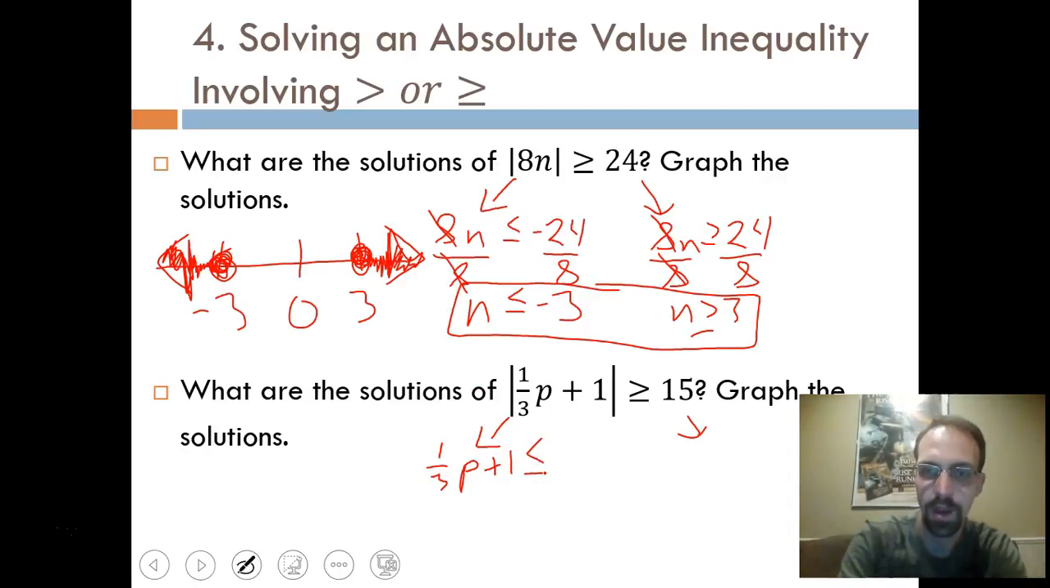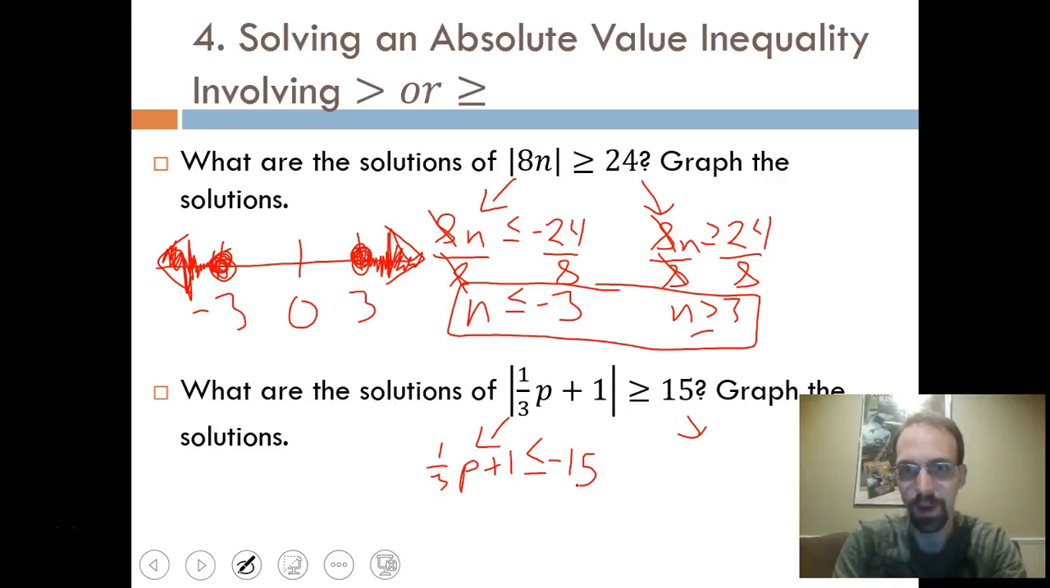Whenever we multiply or divide by a negative number, and that's what I'm doing essentially, I'm going the negative distance. So I swap my signs. So notice that's what's happening here. Same thing with the other side: 1/3 p plus 1. Now we keep the same sign. It's greater than or equal to positive 15.